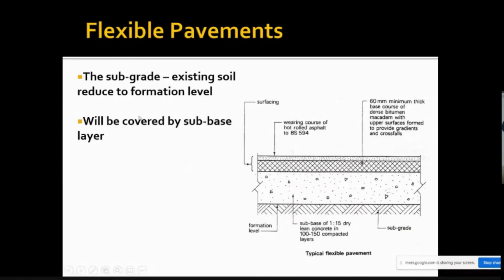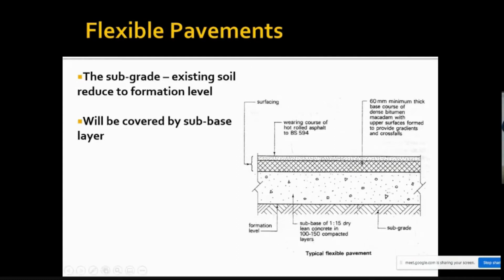Subgrade existing soil. Subgrade adalah bawah sekali. Existing soil reduced to formation level. So this is the subgrade, bawah sekali. Dia yang you nampak dia dah scrap tadi kan, yang bawah tu, yang I cakap kena compact. So selalunya memang kita nak benda tu compact walaupun tanah tu keras, we want it to be compacted. Will be covered by subbase layer.